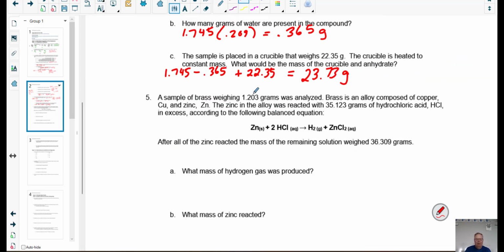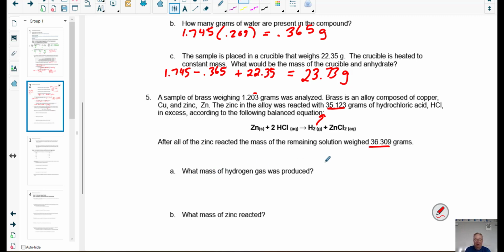All right, so here we're putting brass and 35.123 grams of hydrochloric acid together. We're going to get some hydrogen gas, obviously, therefore that's going to escape. So we're going to get some loss of the mass. So it says the remaining sample is this.